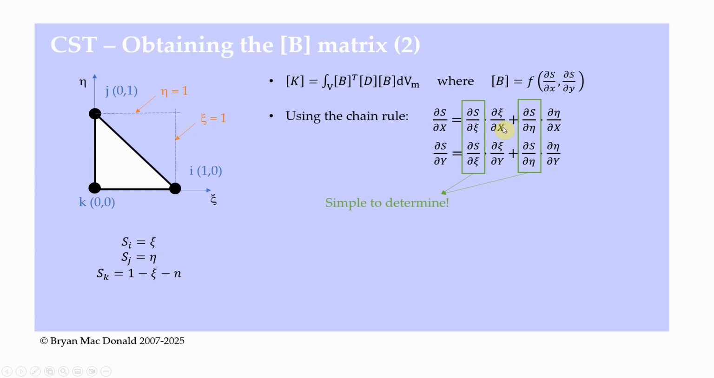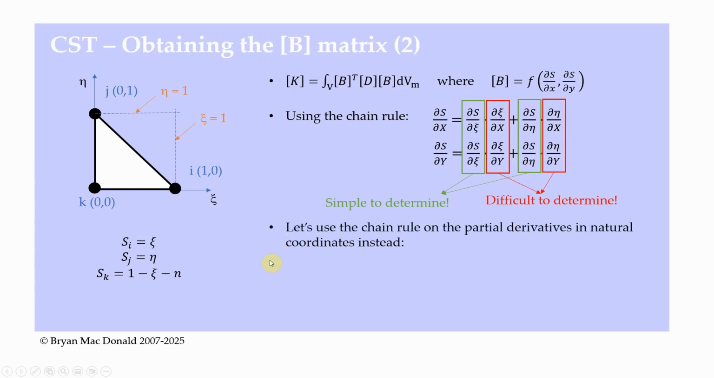Okay, so we're differentiating the natural coordinates with respect to the global coordinates. It's very, very difficult to determine those. So in order to get around that, let's try and rewrite this equation so that it's a bit easier to work out what's on this side. What we're going to do is use the chain rule on partial derivatives in natural coordinates instead.